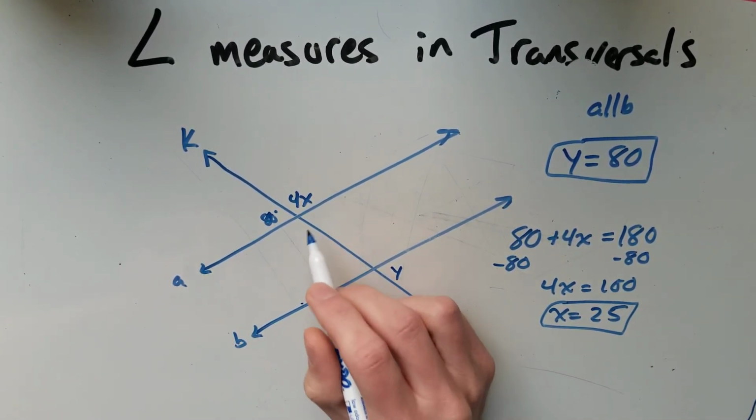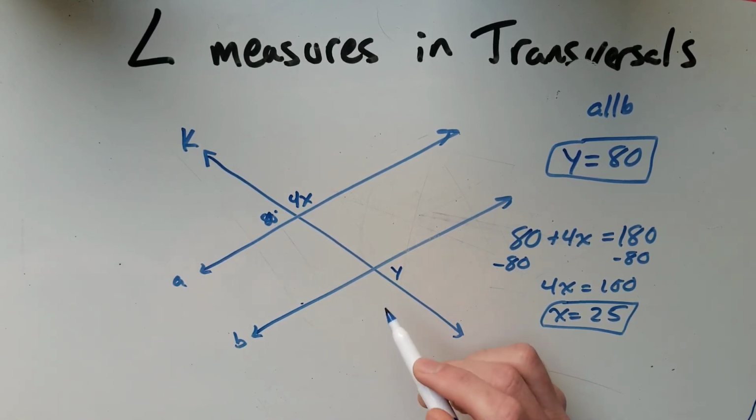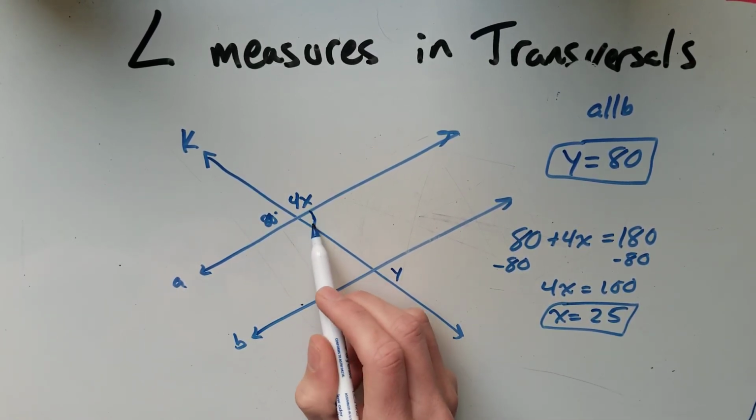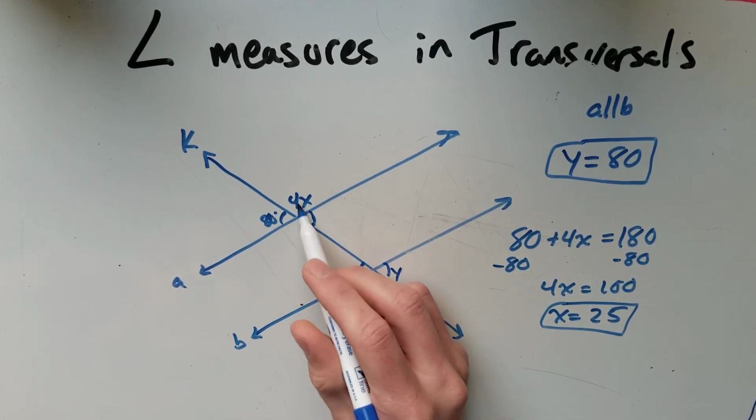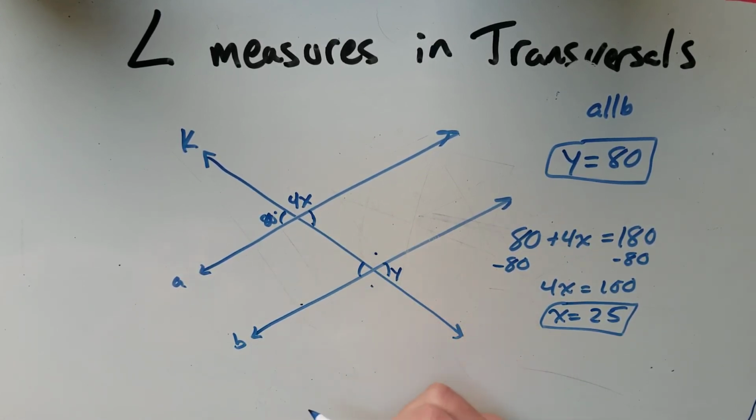If we had other expressions in here, we could find other expressions. We know that this angle is also going to be 80. We know this is 80, so this will also be 80. And then we know these two angles are congruent, and these two angles are congruent as well.